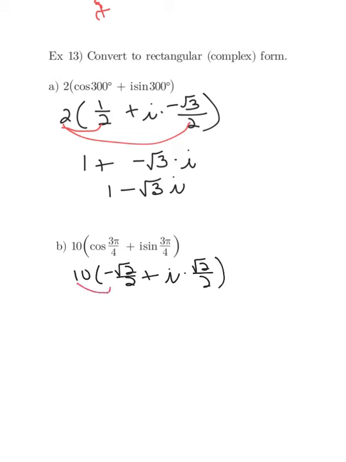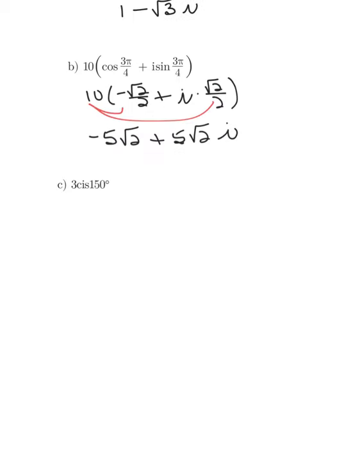Now distribute your 10. If you do that, you will get negative 5 square root of 2 plus 5 square root of 2 times i. On C, what's a little bit different is that instead of writing cosine individually and sine individually, they've used a shorthand version of these numbers, which is the cis form of it.